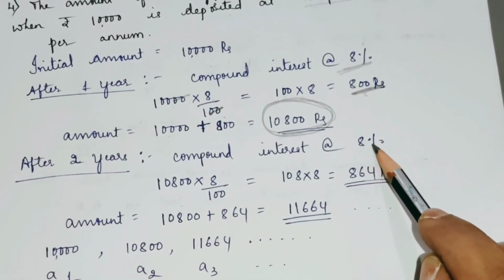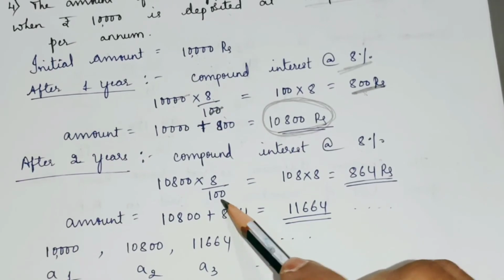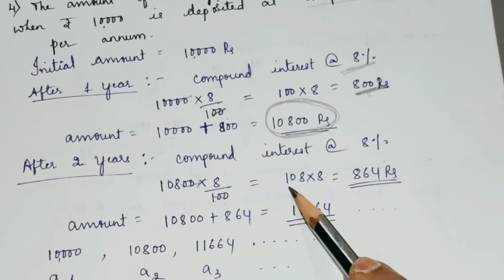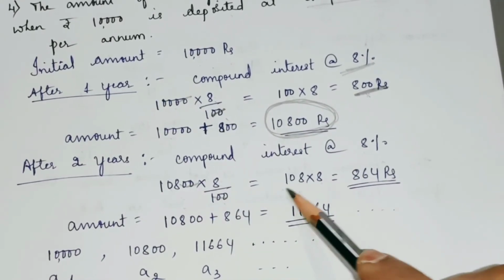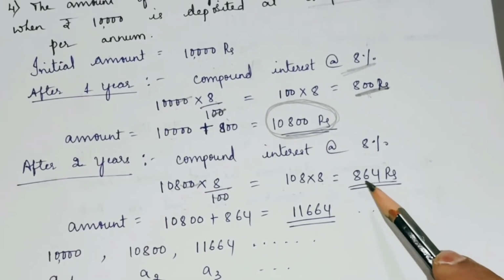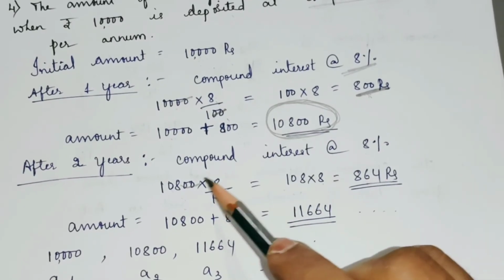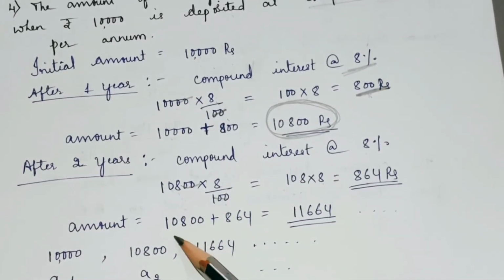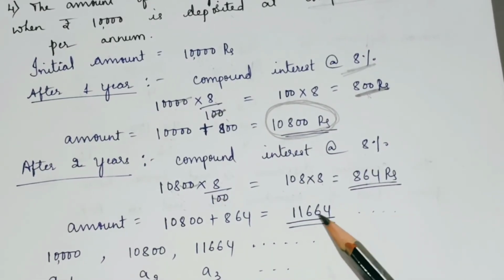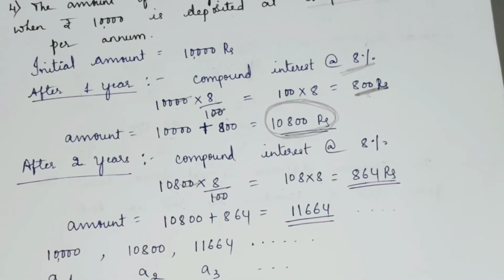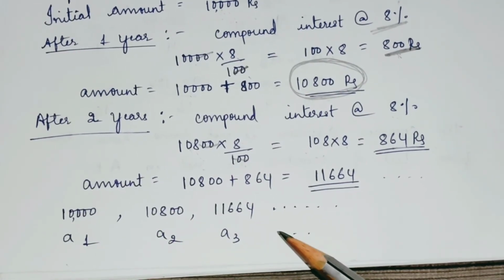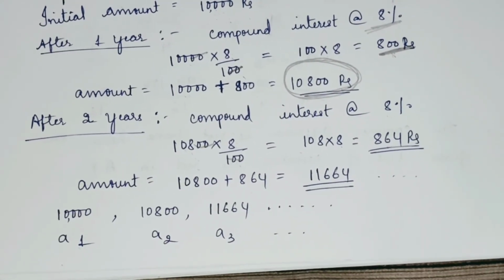Again, at the rate of 8%. 8% means 8 divided by 100. The 20 and 20 will get cancelled. Now you are left with 108 into 8. When you multiply, you will get 864 rupees. Now add this 864 rupees to the principal amount, that is 10,800 plus 864 will give you 11,664.